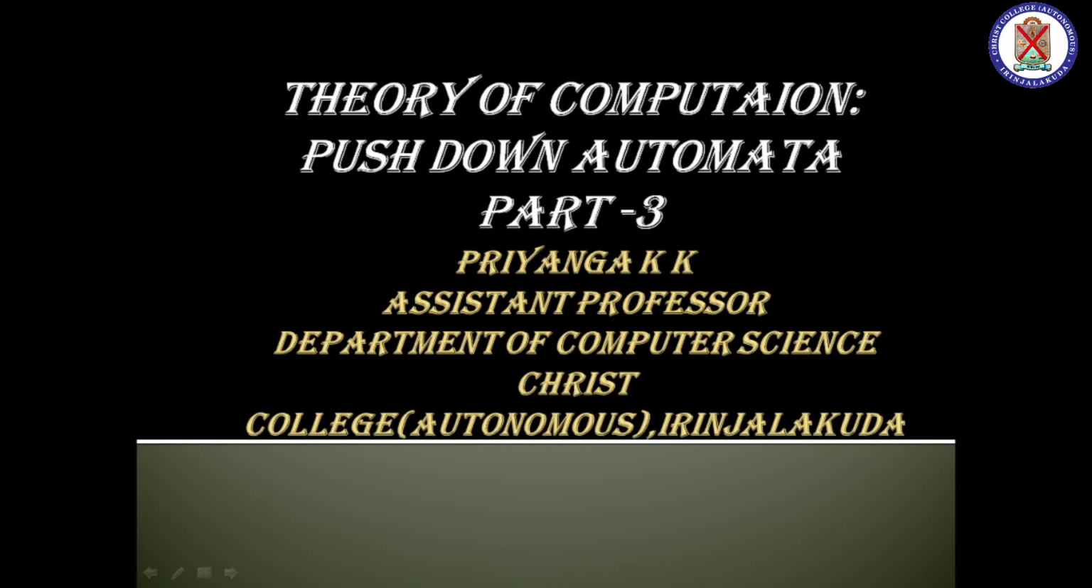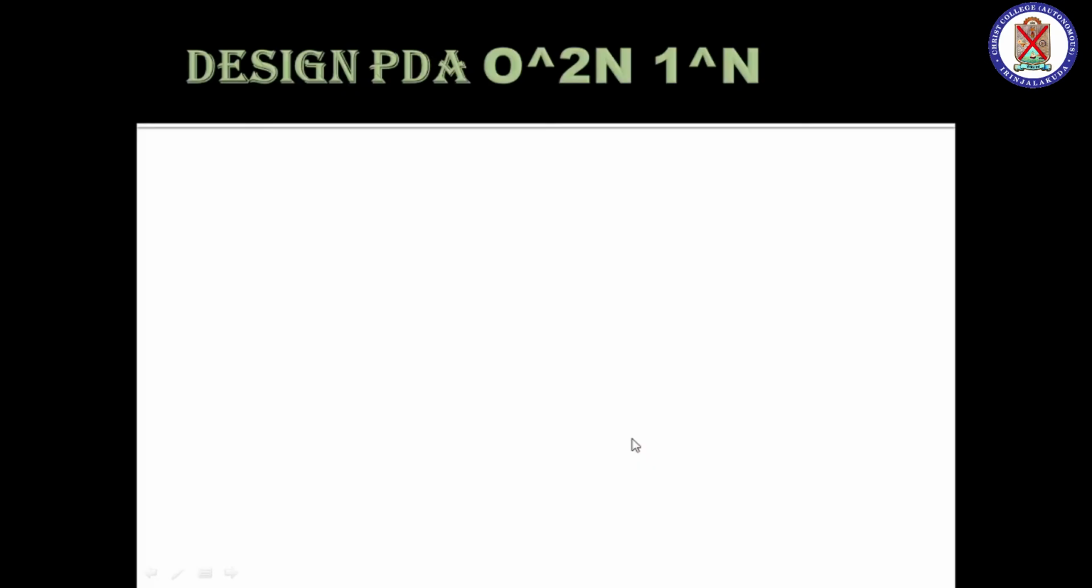We are moving with our topic, pushdown automata, in the theory of computation. So we have already discussed two pushdown automata; that is, we have already seen two examples of pushdown automata. Now we are moving with the third example. The third example is 0 raised to 2n and 1 raised to n.